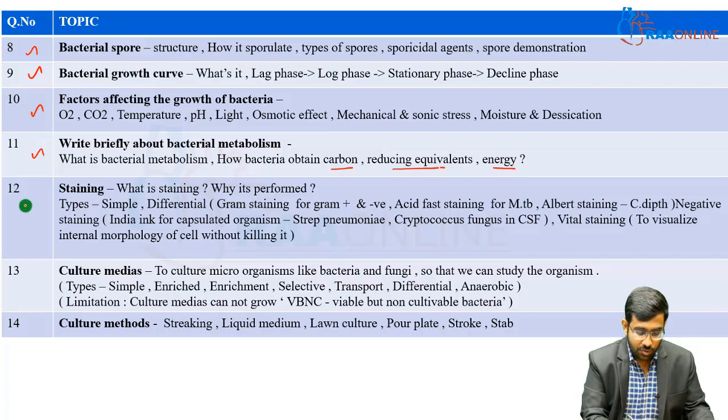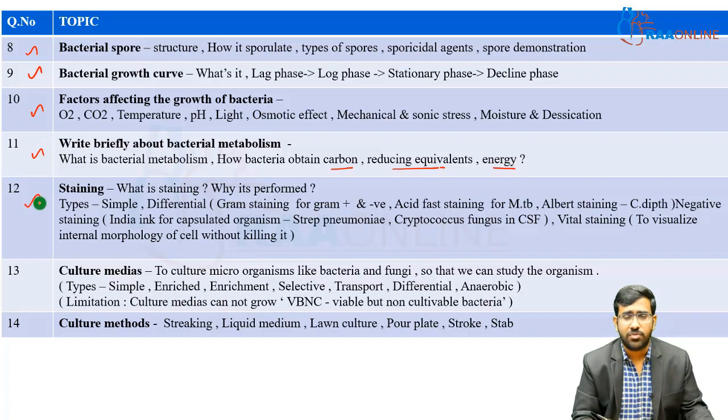Okay, so with this we'll go to the staining. Staining again is one of the most important questions. Most of the organisms we won't be able to see without a staining procedure. We must perform a staining so that we are able to visualize the particular organism. We need to define staining, why it is performed, and what the various types of staining are.